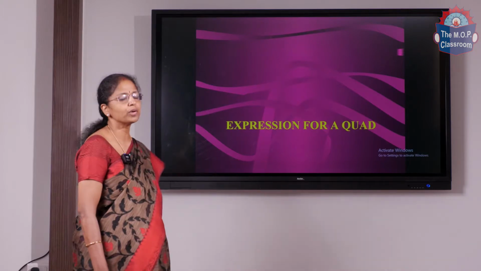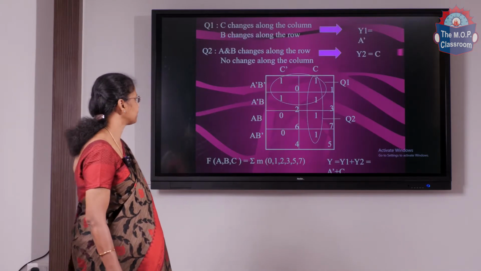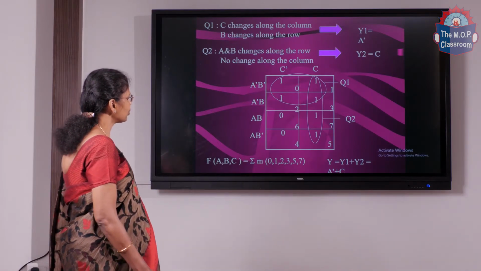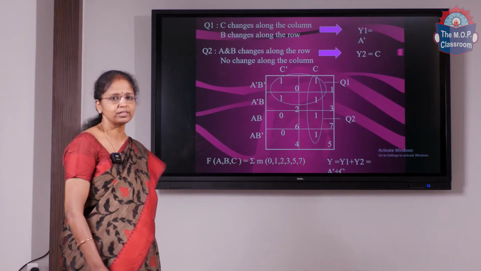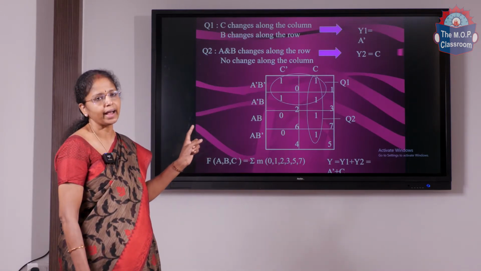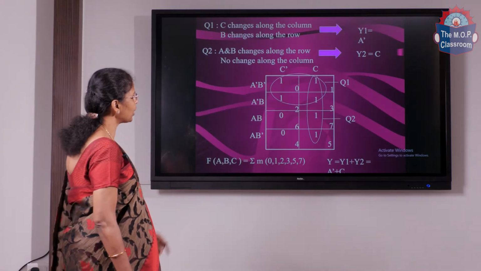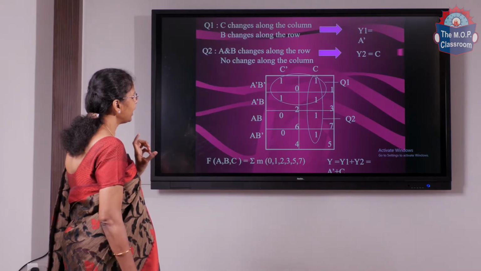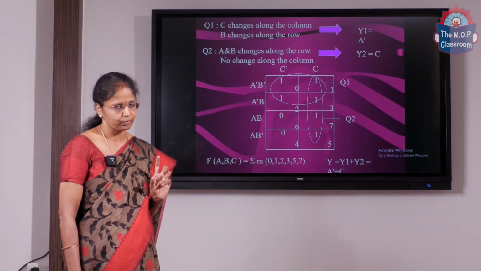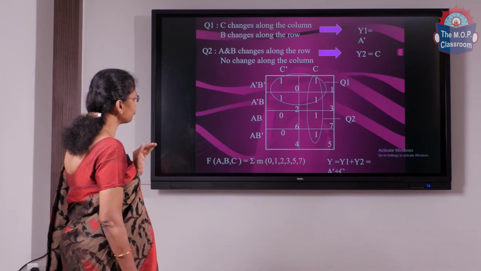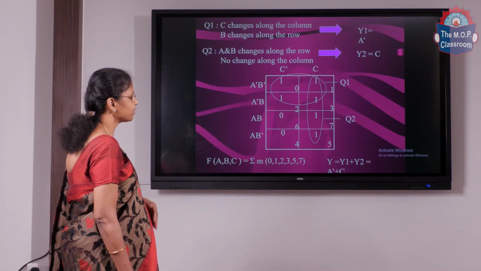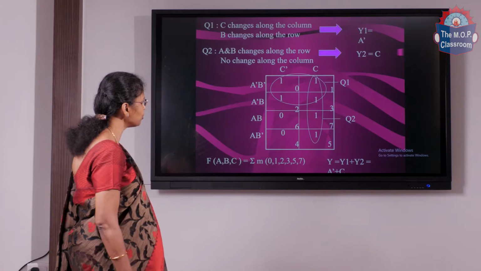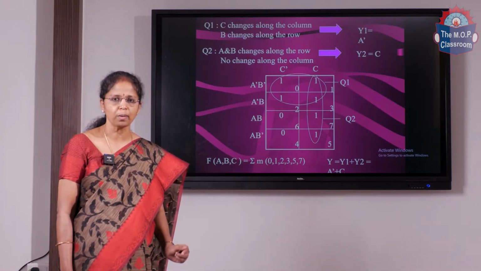Next, we will see how to write an expression for a quad. So, this is again the same example we have already taken. Here we have two quads, Q1 and Q2. Now, let us take the quad Q1. The quad Q1 encompasses ones in the first row and second row. So, if we move from first row to second row, the variable which is changing is B. B changes from B prime to B. So, we have to drop B.